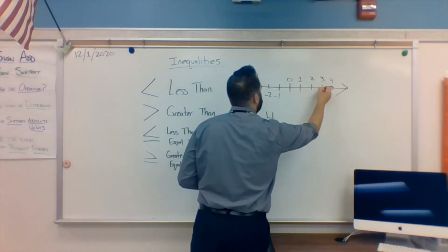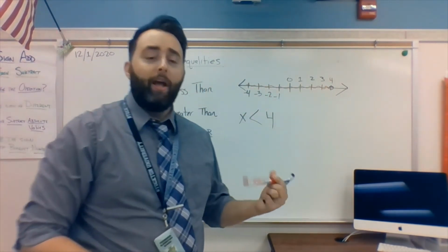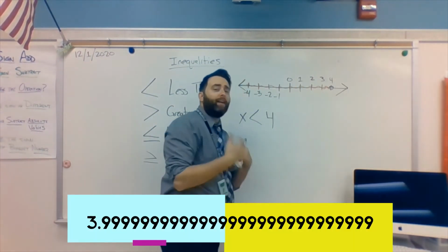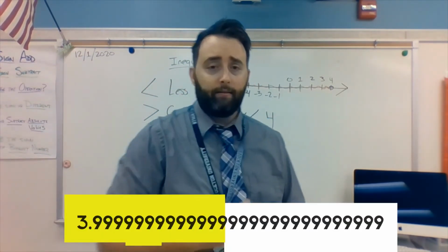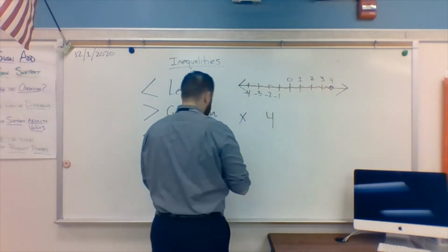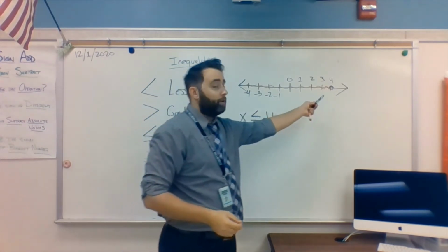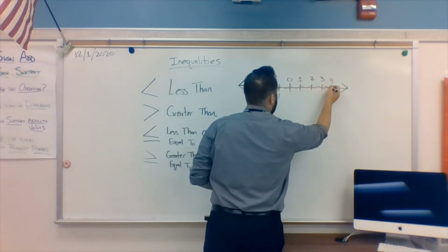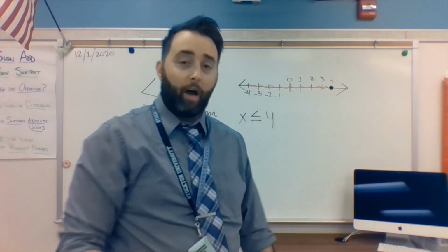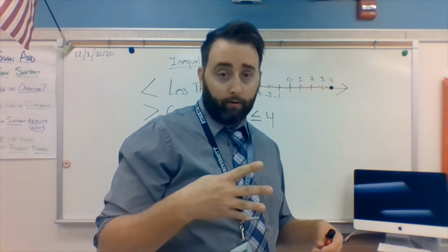That means it is everything this way, but it is not 4. It's everything other than 4. Everything less than 4. It could be, like I said, 3.9999999999999. But it is not 4. If I were to do x is less than or equal to 4, now my open dot is a closed dot. Because it includes everything less than 4 and everything up to 4. Not 4.01, not 4.00001, 4. Can't go past 4.